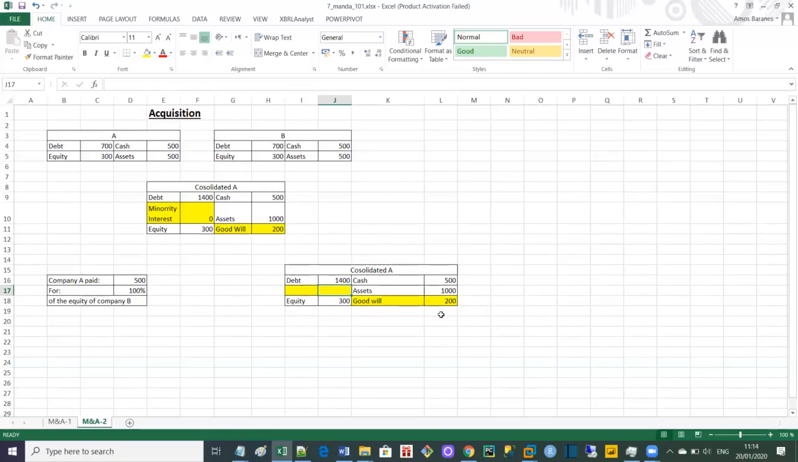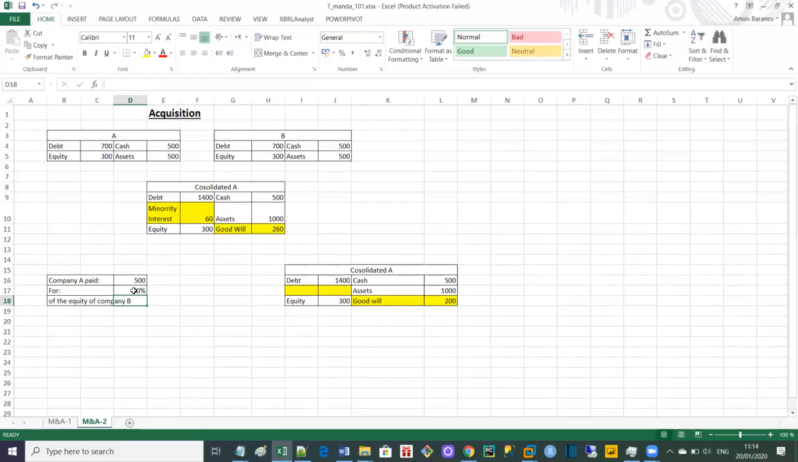Let's take the last case in which company A is buying not 100%, but let's say 80%. Let me make a point here about why I'm using 80%, not, let's say, 40%.